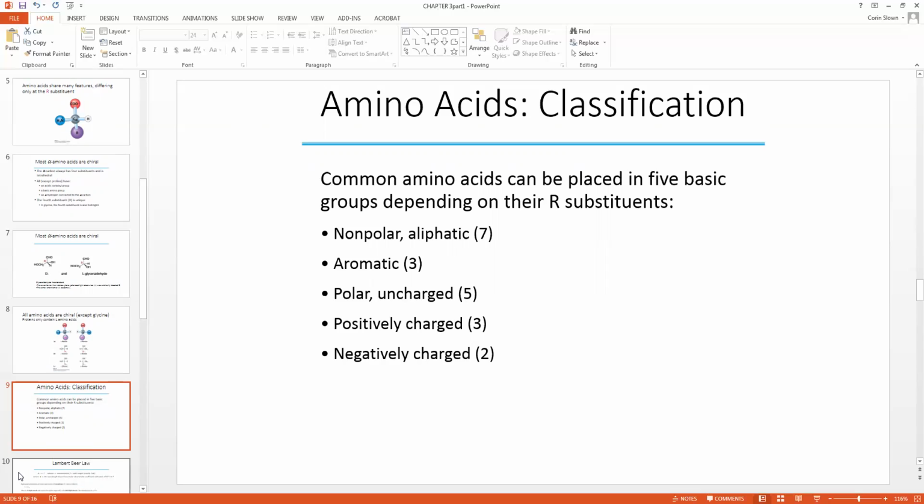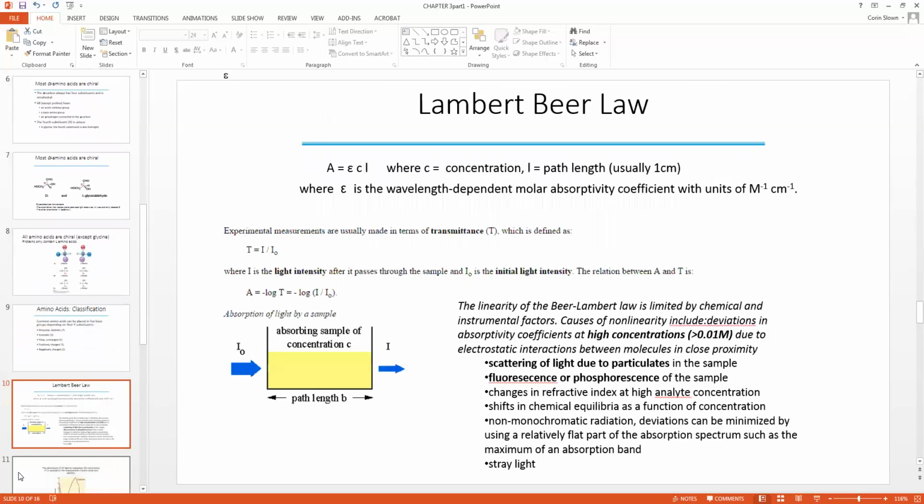And one of the reasons why we want to think about this grouping is because it really truly is structure that determines function. So if we take a look at the structure of these molecules, we're going to be able to know something about how they're going to behave. One of the tools that we use to examine this is the Lambert-Beer law, so spectrophotometry.